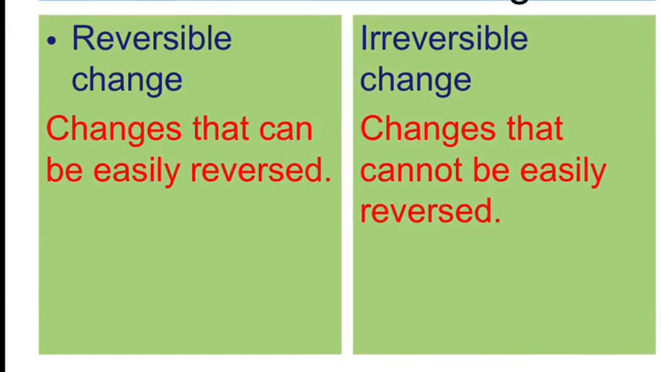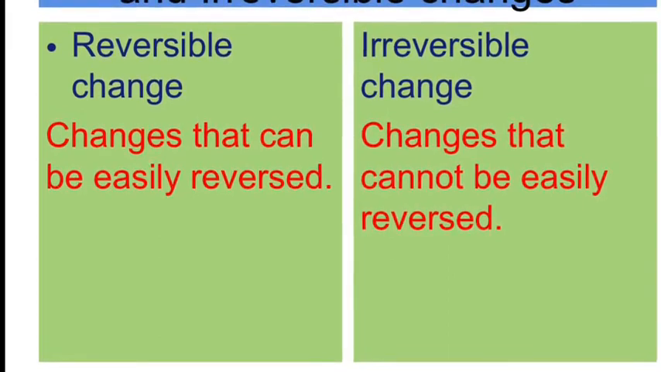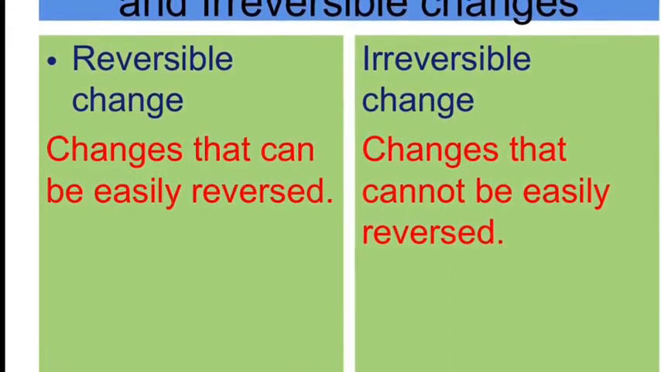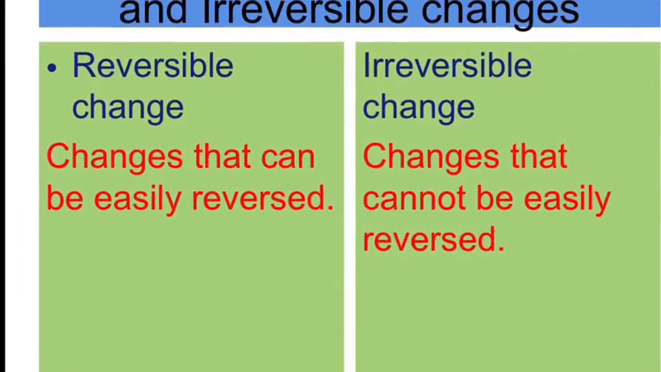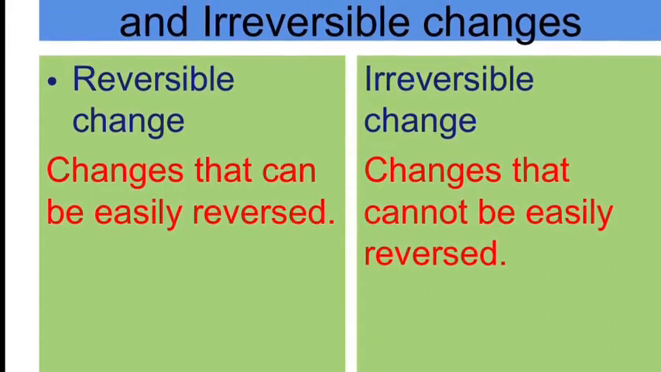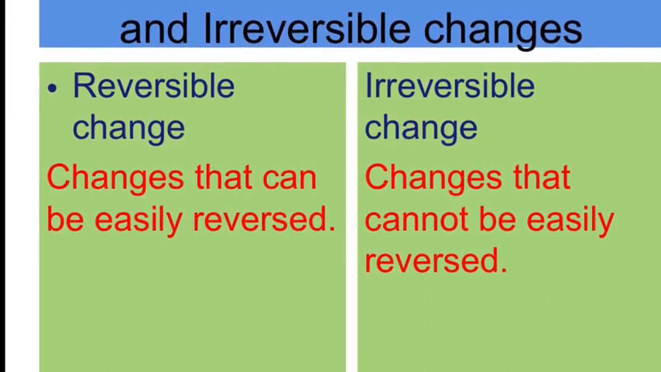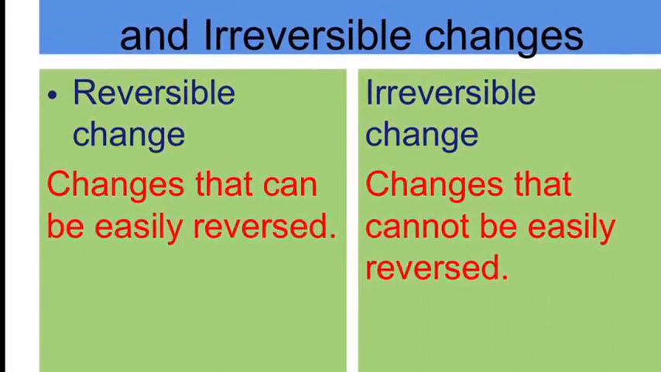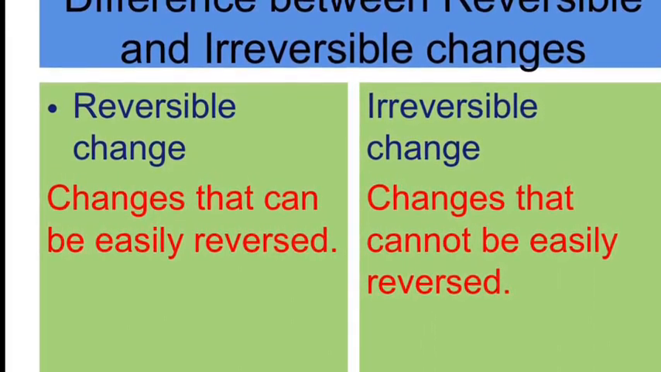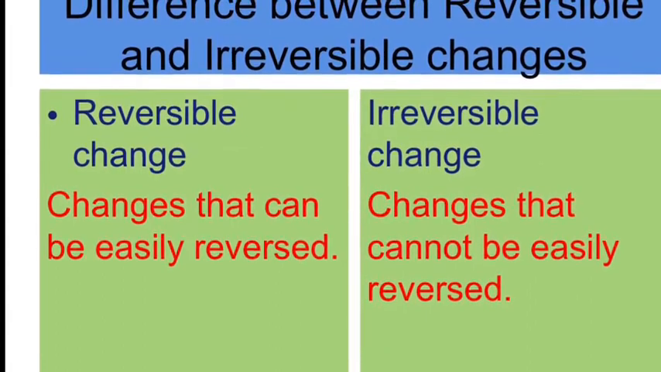Next is the difference between reversible and irreversible changes. First, a reversible change: the changes that can be easily reversed are called reversible changes. And irreversible changes are the changes that cannot be easily reversed. That type of changes are irreversible in nature.